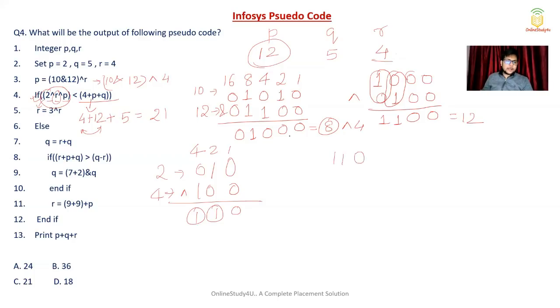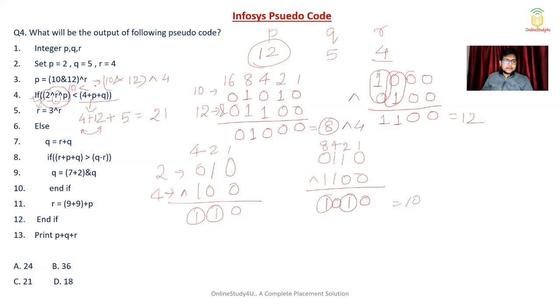So 1 1 0, and I have to do its XOR with P. Okay, so my P is 1 1 0 0. I have to do its XOR with P. So this is 0, this is 1, this is 0, and this is 1. So this is 1, 2, 4, and this is 8. So that means 8 plus 2, that is 10. So my value is 10.